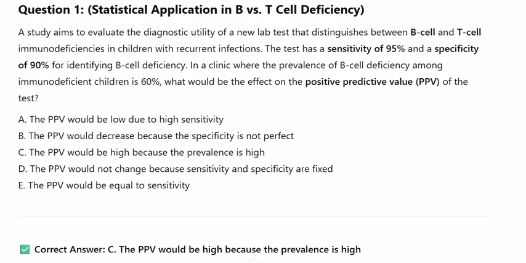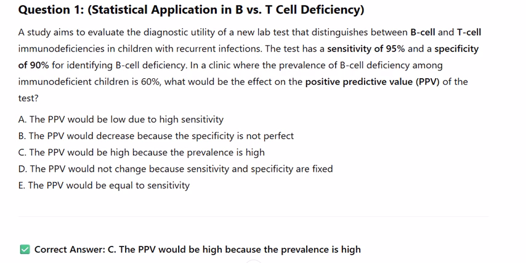Statistical application in B versus T-cell deficiency. A study aims to evaluate the diagnostic utility of a new lab test that distinguishes between B-cell and T-cell immunodeficiencies in children with recurrent infections. The test has a sensitivity of 95% and a specificity of 90% for identifying B-cell deficiency. In a clinic where the prevalence of B-cell deficiency among immunodeficient children is 60%, what would be the effect on the positive predictive value, PPV, of the test?